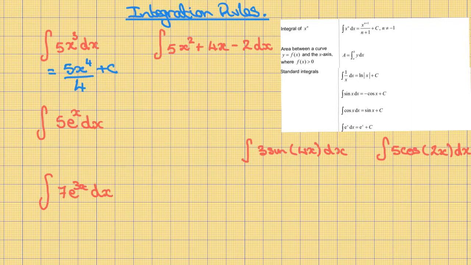When you have a function made up of various terms, treat each term individually. So the integration of 5x squared plus 4x minus 2 dx: add 1 to the power, so you get 5x cubed divided by the new power, plus 4x to the power of 2 divided by 2 is 2x squared, minus 2 goes to 2x, plus c.